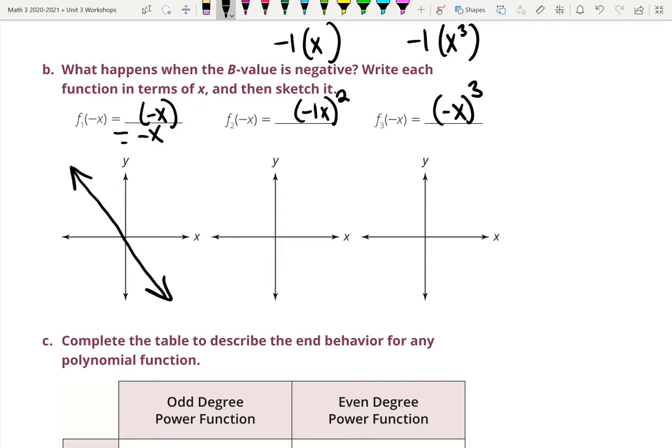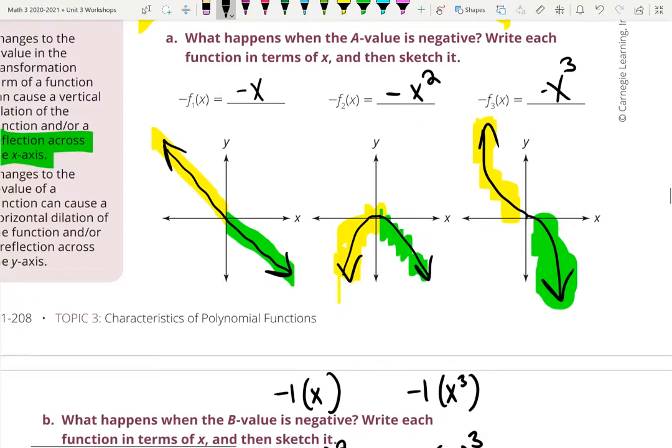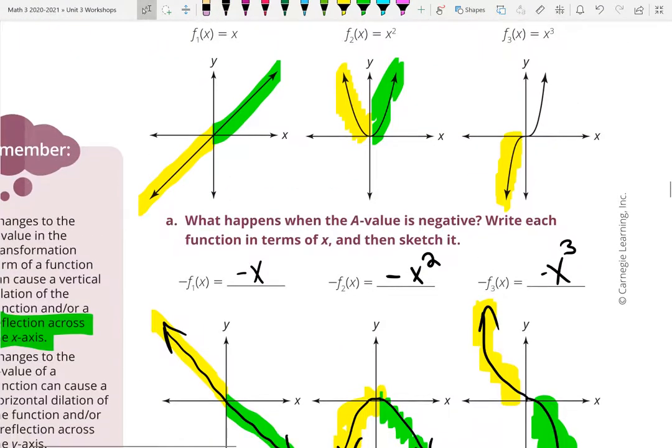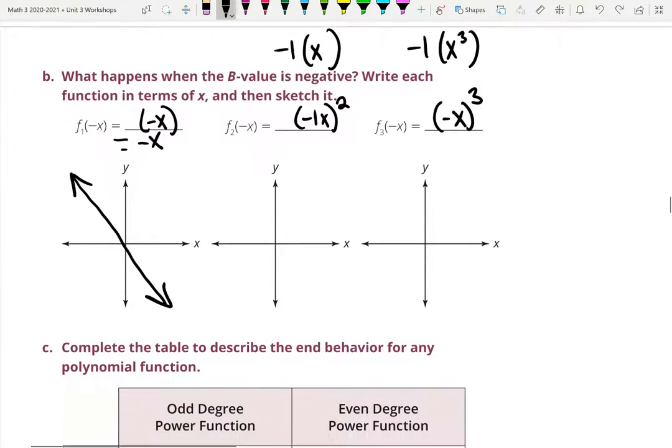Notice how it's going to be a reflection across the y-axis. My original one is going to go over here, and this one is going to go over here. It's going to be a horizontal reflection.